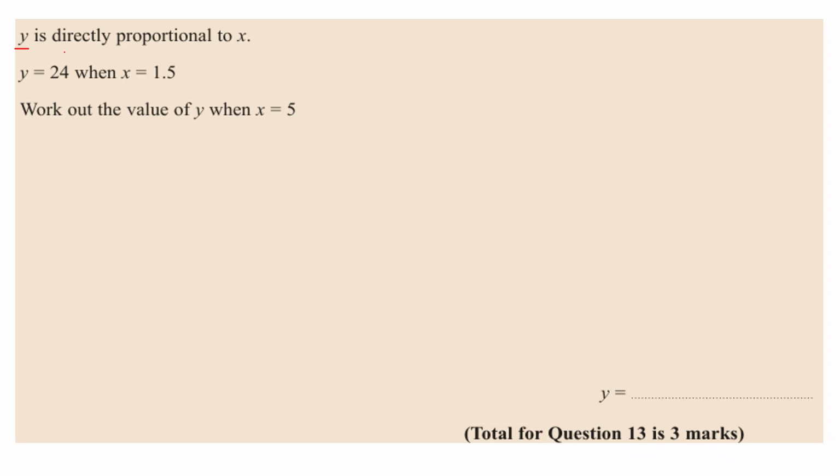Y is directly proportional to X. Given an initial condition, when Y equals 24, X equals 1.5. Work out the value of Y when X equals 5. So step 1 is to form our equation based on the information. Y is directly proportional, so this little fish symbol, or the infinity symbol, to X.